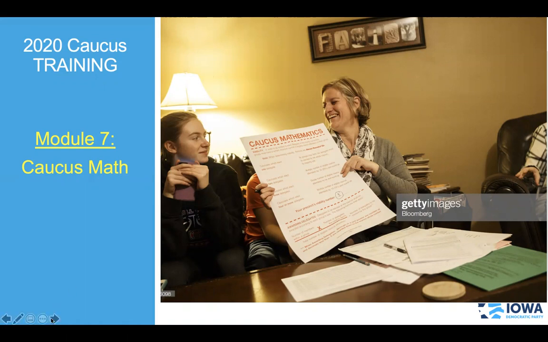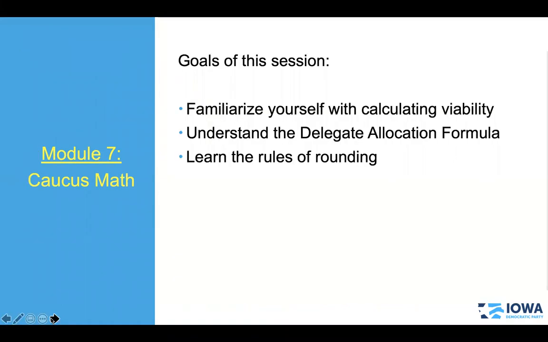So first, so you understand what we're going to be talking about in this section, we want you to have a more in-depth knowledge of and familiarize yourself with calculating viability. We want you to understand the delegate allocation formula and to learn the different rules of rounding, and show you some scenarios of different things that can happen on caucus night. That way you're prepared and we can run as smooth a caucus as possible when we are awarding delegates to the viable groups.